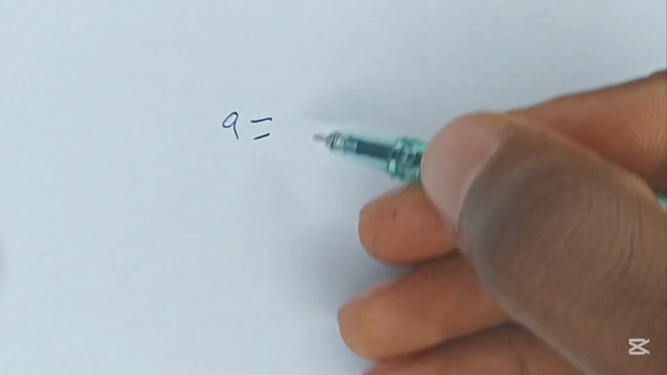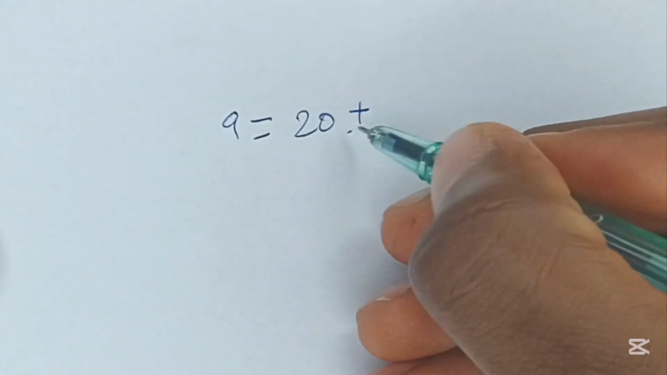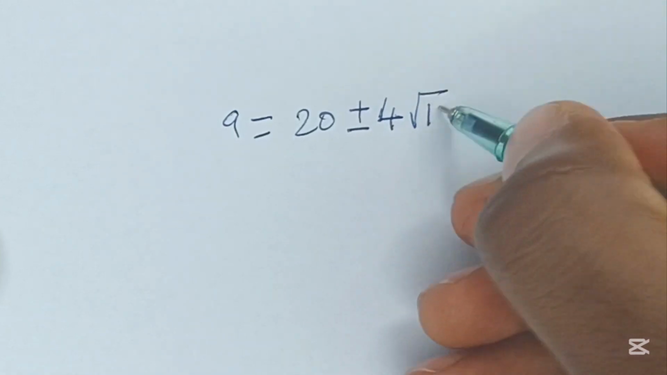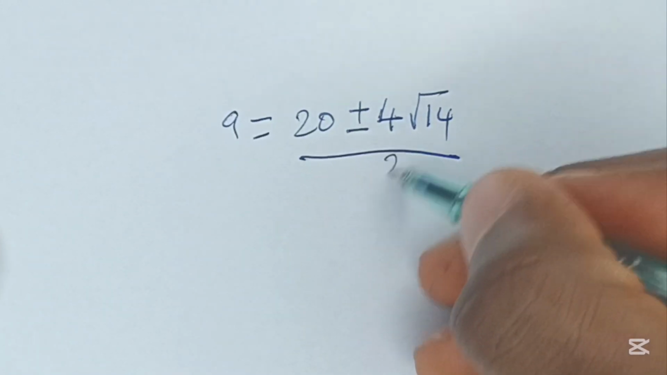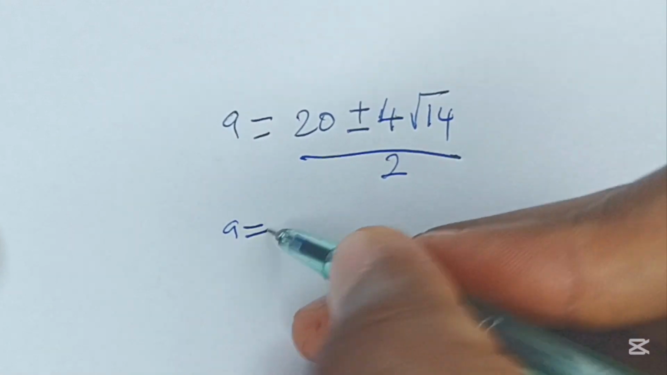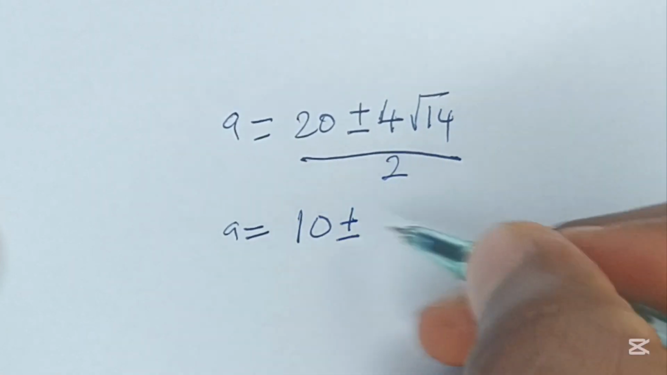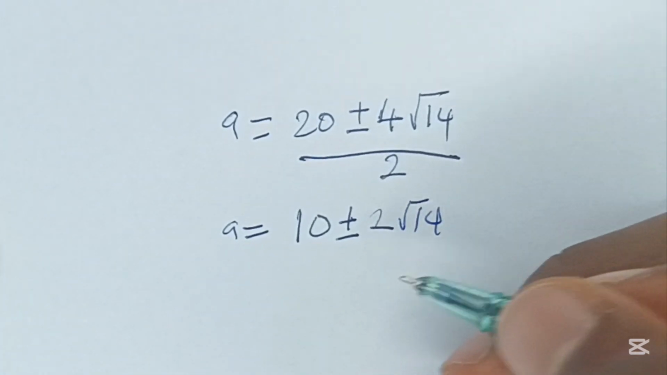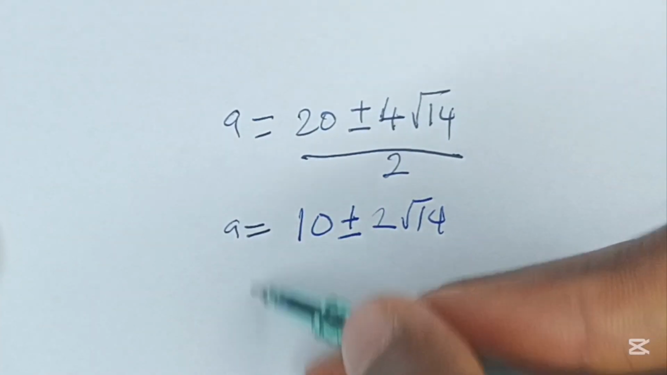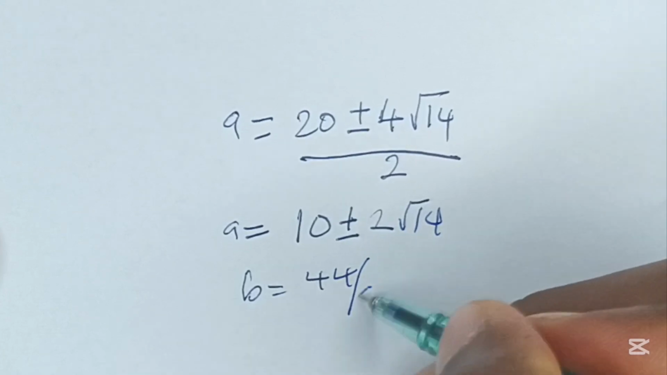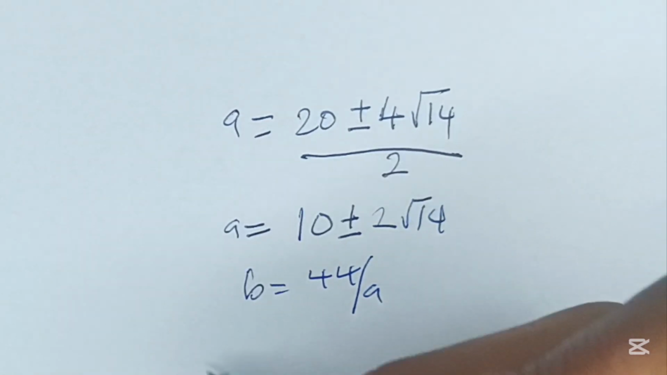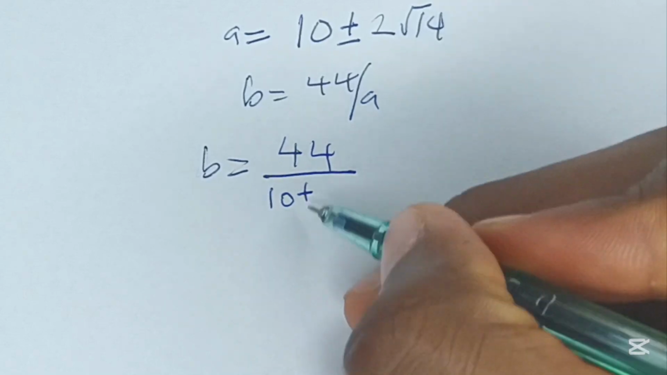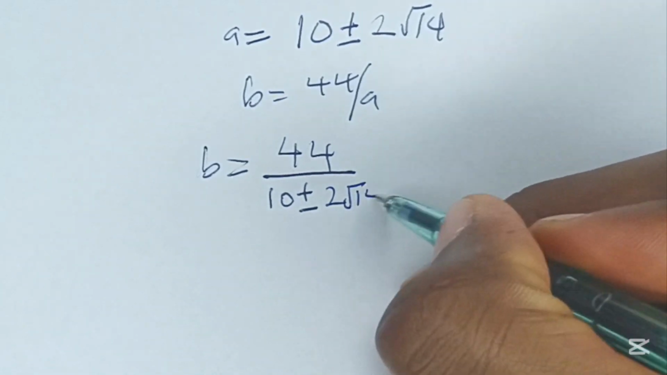Now a becomes equal to 20 plus or minus square root of 16, which is the same thing as 4, times square root of 14, all over 2. A now finally becomes equal to 10 plus or minus 2 root 14. Okay? But recall that we said that b is equal to 44 over a. Now it means that b will become equal to 44 divided by 10 plus or minus 2 root 14.